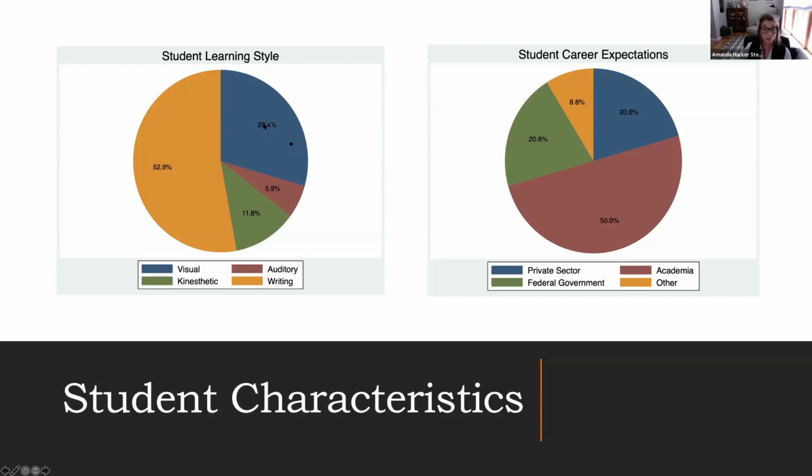We asked them to report on what their typical learning style is. Most of our students, about 53% of them, reported that writing was how they learned best, whereas 30% preferred visual representations. We also were interested in what their career expectations were to gauge what their familiarity was with these types of wicked problems. About half of our students plan to go into academia, about 20% plan to work for the federal government, and another 20% for the private sector.